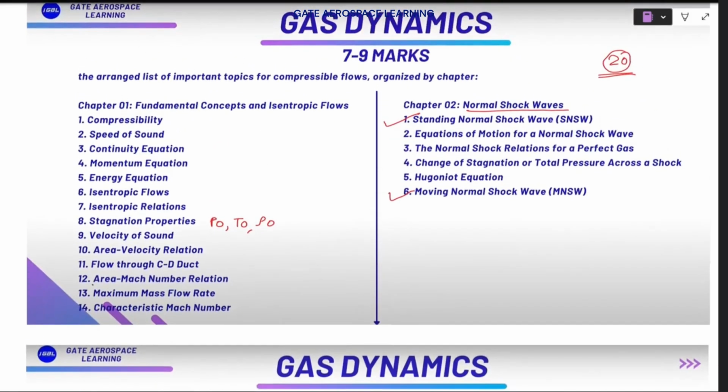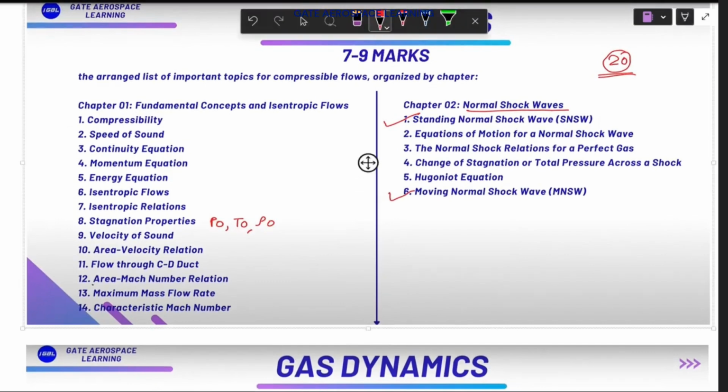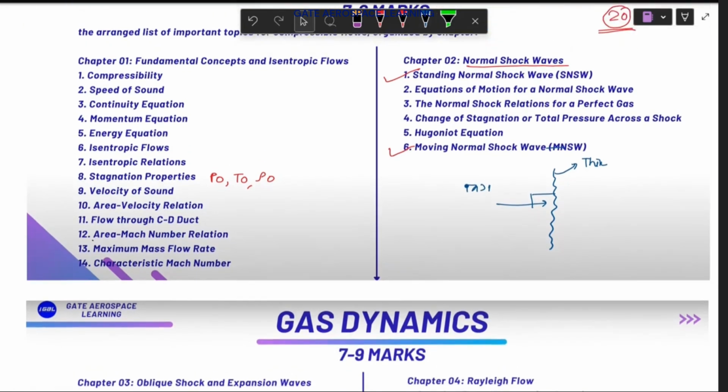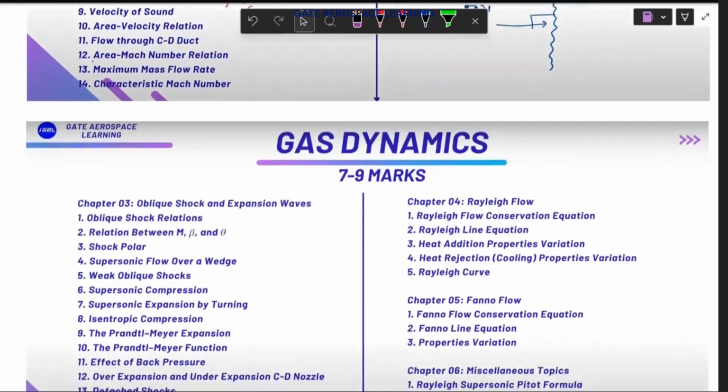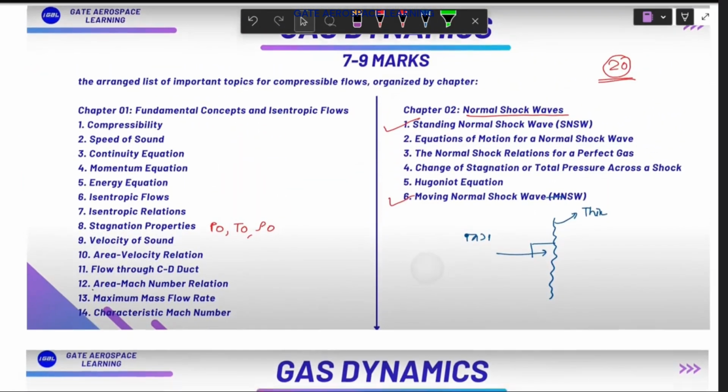Just to give you some idea or flavor, your normal shock wave is like this. This is a very thin shock wave, and it will be perpendicular to the flow. Okay, so this is 90 degrees, and this will be forming when the flow is supersonic.